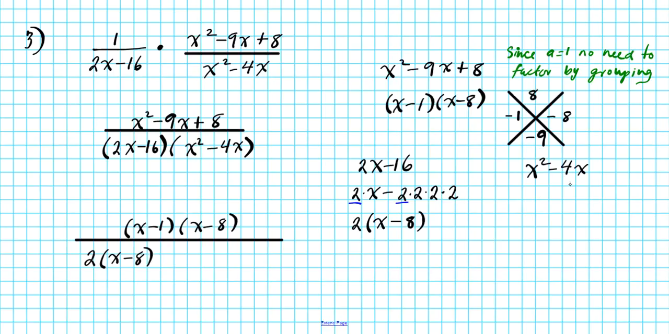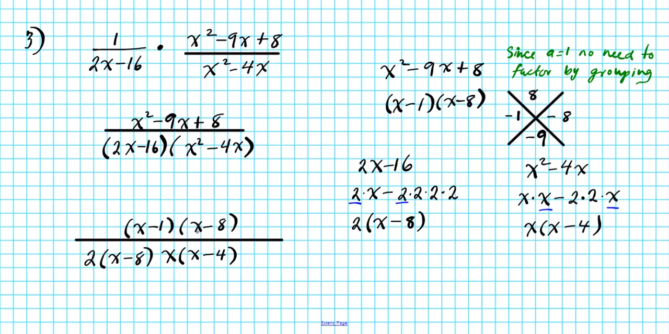We can go ahead and see if we can factor out a greatest common factor. x squared minus 4x, we can pull out an x, and then we'll have x times x minus 4. Okay, now let's go ahead and insert that there. In the denominator, we have x times x minus 4. Now that we've completely factored the numerator and the denominator, let's see if there are common factors that can be divided out.